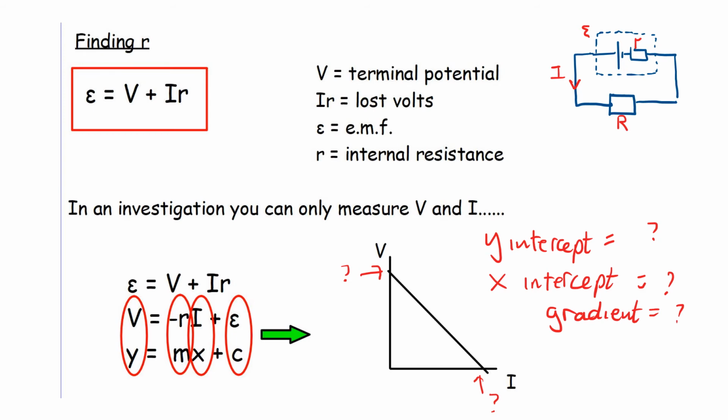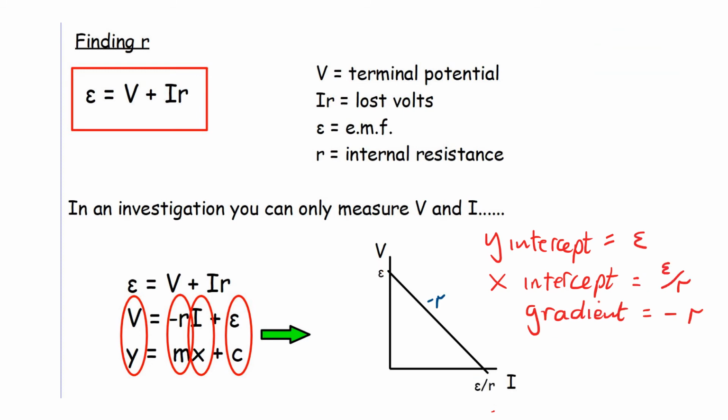If you look on the left here, we've got something which is designed to help you here. You can see from this how we are using y equals mx plus c for this particular equation. So the equation is rearranged to give V equals minus r times I plus epsilon. And that's now in the form of y equals mx plus c. So you should be able to see from that what the y-intercept is, the x-intercept, and what the gradient will be equal to.